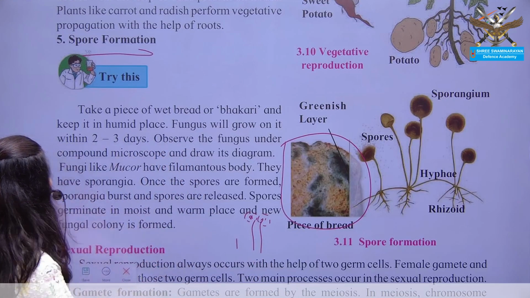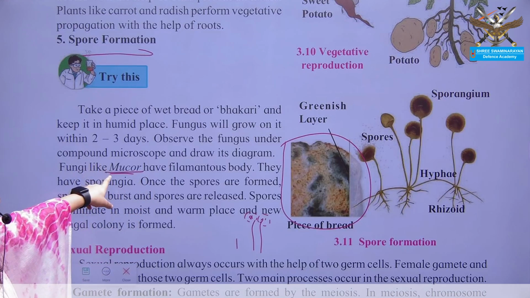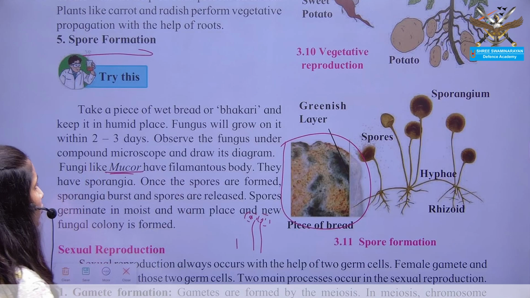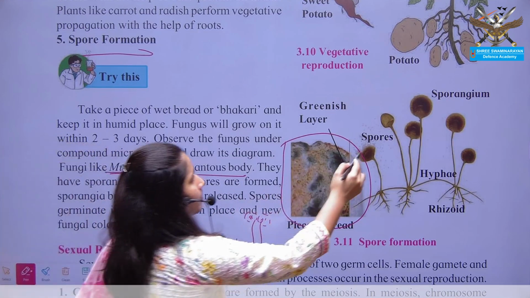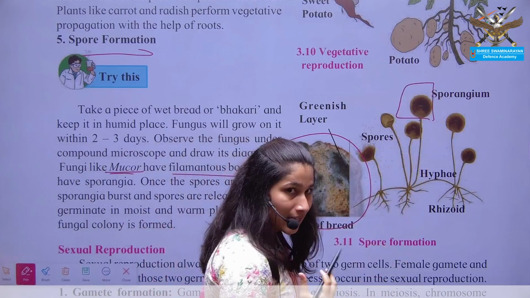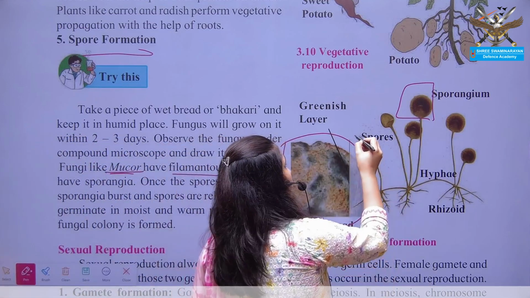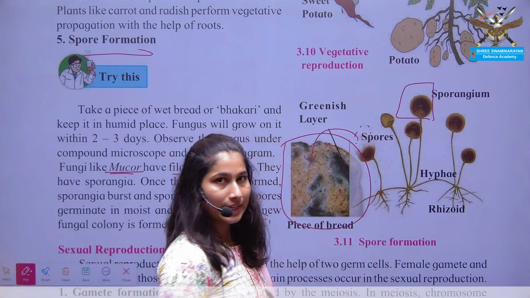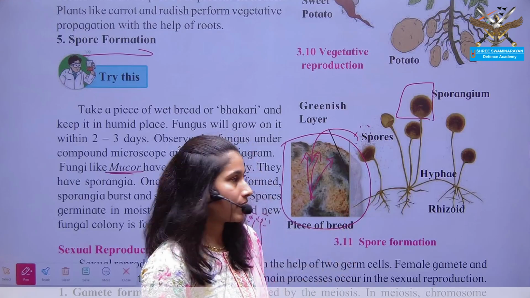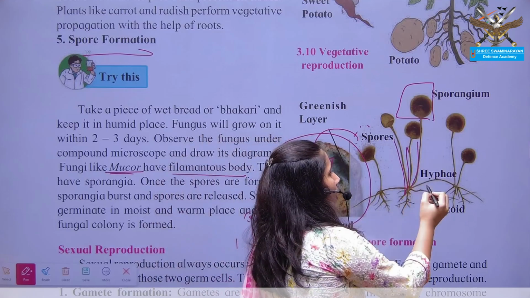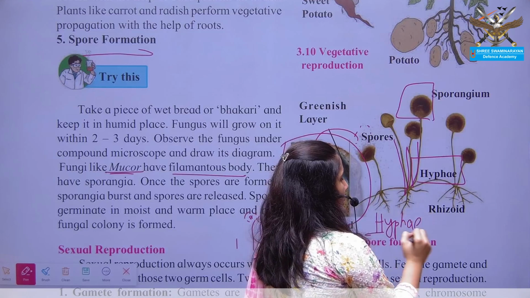So these spores are of fungus like Mucor. Example, Mucor. These Mucor grow into a filamentous body, and the filamentous body then possesses the sporangium in which lots and lots of spores are present. These spores break open, and the spores go onto a clean surface, and there they start to germinate into a new fungal body. This filament of fungus is known as hyphae.